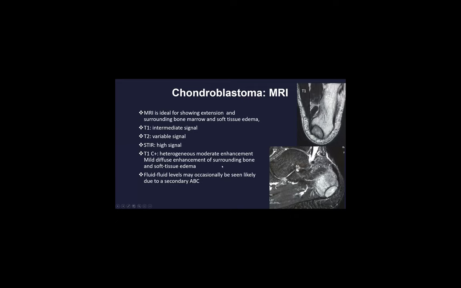We can have some heterogeneous enhancement if we have contrast, and fluid levels can be seen in these cases, similar to giant cell tumors. I think we were more focused on calling these secondary aneurysmal bone cysts, but I believe more recent work showed that all of these secondary ABC-like areas would also contain chondroblastoma or giant cells in those areas.